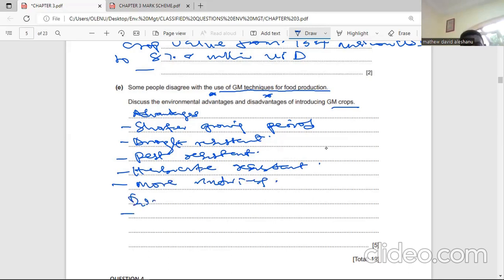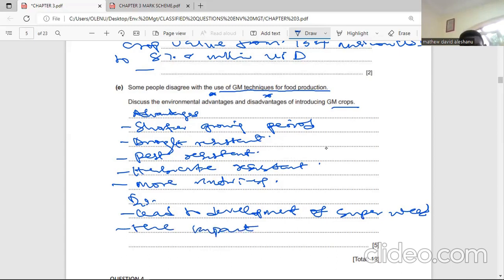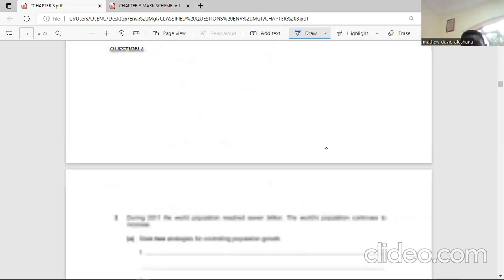Now, the disadvantages. One disadvantage is that it can lead to the development of superweeds. Another thing is the impact on humans is still under review. The impact on humans is still not known yet. So this is it, basically. This will give you that full mark.